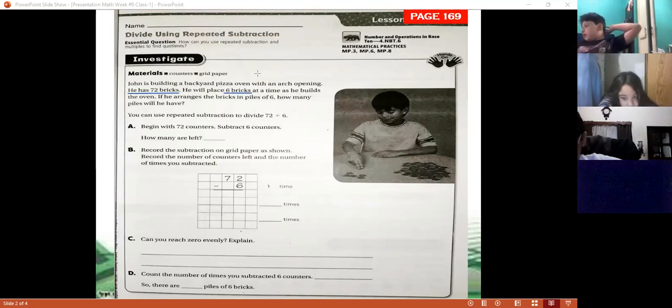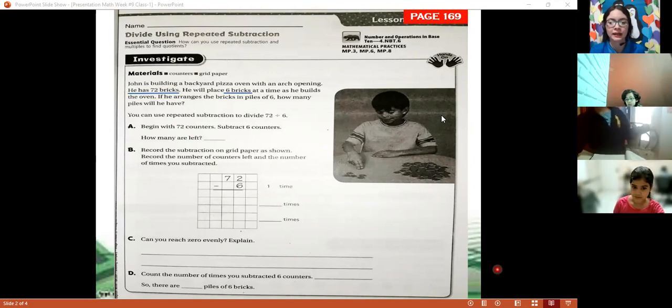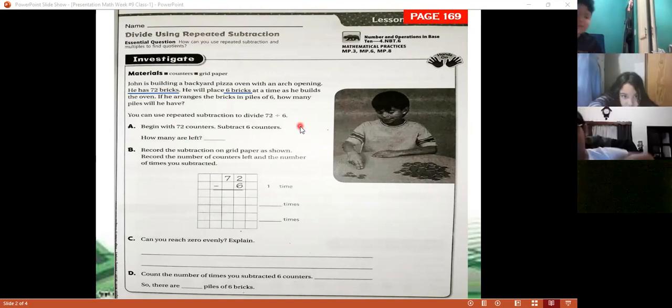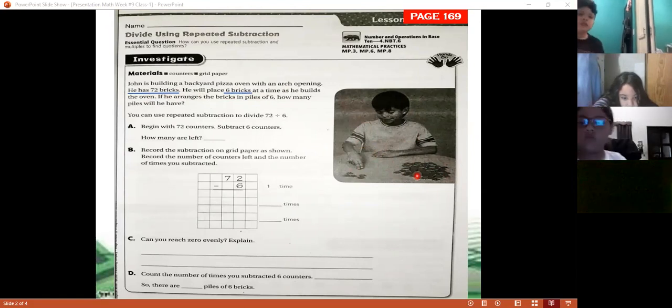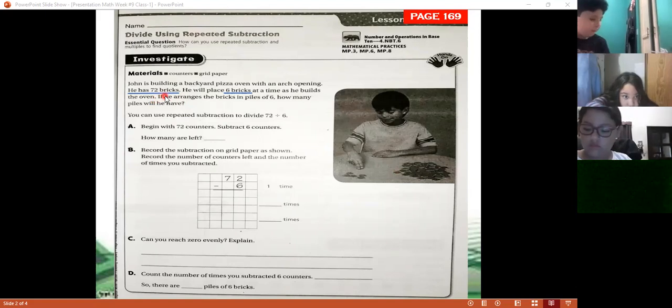What is a brick? Okay, this is like a counter. Brick is un ladrillo in Spanish. Something that you use to build something. So in this case, he is building the oven using the bricks. So this boy is using counters. There are no bricks here, so you can have coins or beans or other things. But right now we don't need it. Just this information that he has 72 bricks and he will place 6 bricks, or 6 beans, or whatever counters.